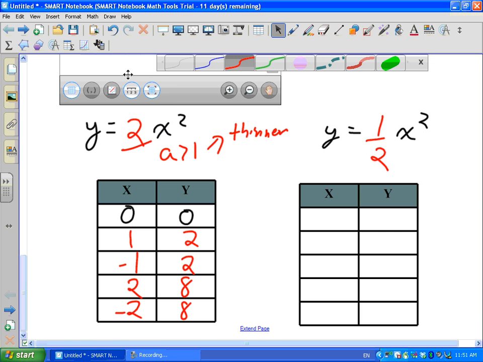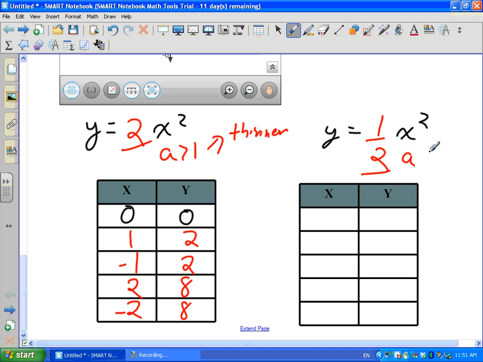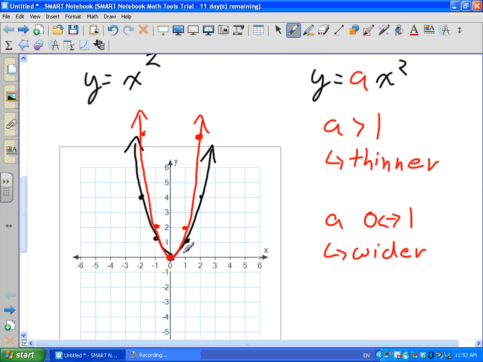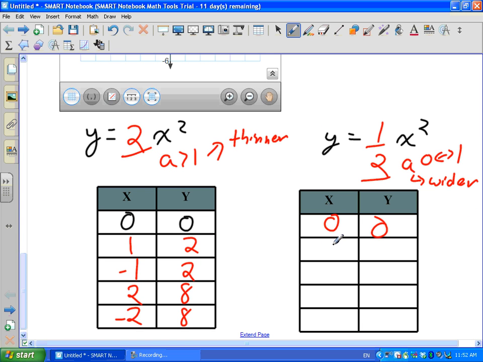The next one we're going to deal with is when our value, A, is a half. So is that greater than 1 or less than 1? So this is our A when it's between 0 and 1, like we said. So what does that mean this parabola is going to be? Wider. Very good. So, very simple. Our very first coordinate, when x is 0, we plug 0 in. What's 0 squared? Times a half? Still 0. So, our very first coordinate, hey, right there on the origin. Okay, what about when x is 1?